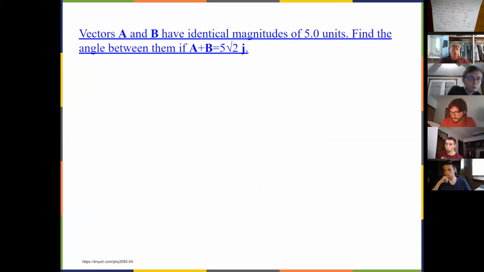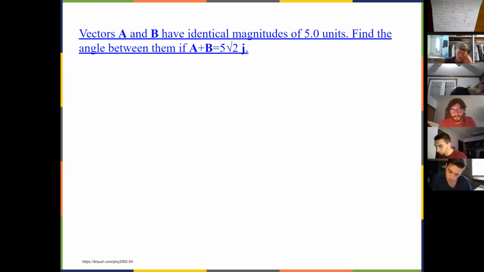So if not, we will take a look at an example on how you can use law of sines or cosines to solve a problem associated with vector additions. This one says if you have two vectors A and B, they have identical magnitudes of 5 units. And A vector plus B vector is 5 times square root 2 units in the J direction. What will be the angle between vectors A and B?